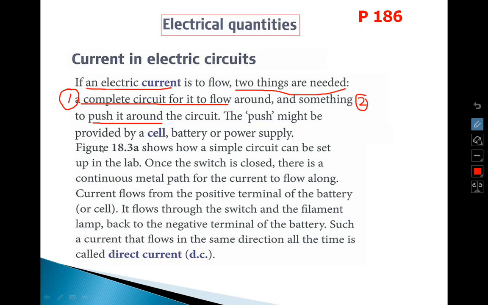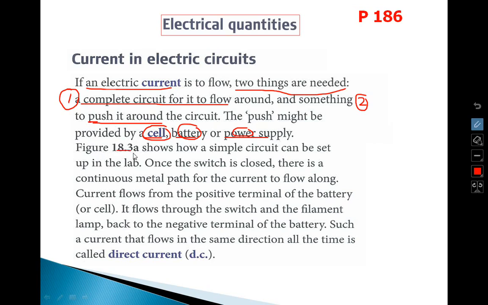Actually, the push might be provided by what? A cell, battery, or power supply. We need something to push the current, so we can put a cell or battery or power supply to push the current to move through the circuit, as we will see in the next slides.